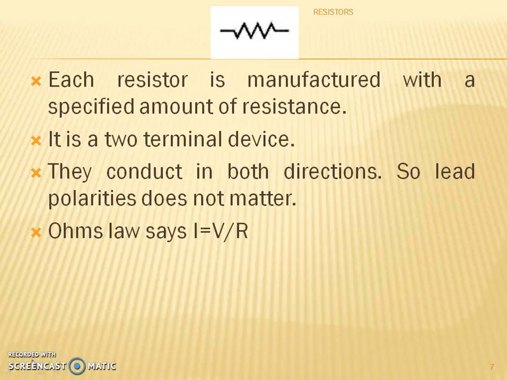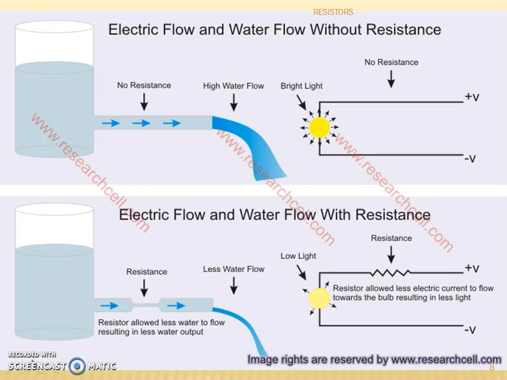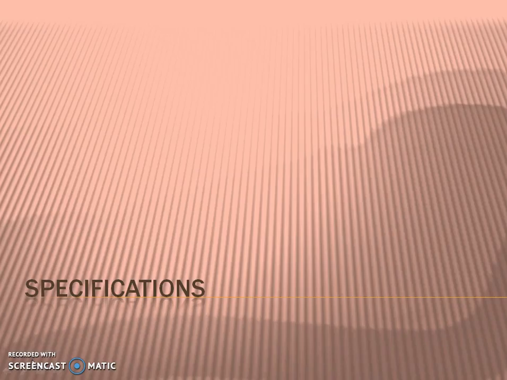It is a two-terminal device. They conduct in both directions, so lead polarities does not matter here. And this is an exact pictorial representation showing the use of the resistor. First one, electric flow and water flow without resistance is shown, whereby in the second figure it shows what happens when resistance is added in between. That is, there is less water flow, as in the similar circuit diagram there is low light glowing out when we inserted a resistance. Now we are coming on to specifications.